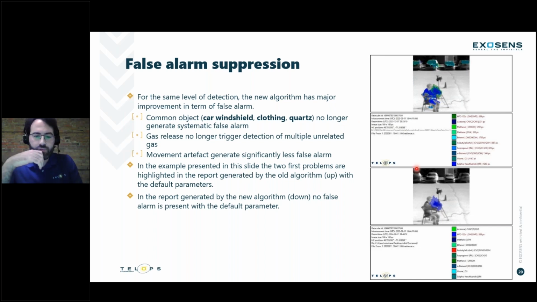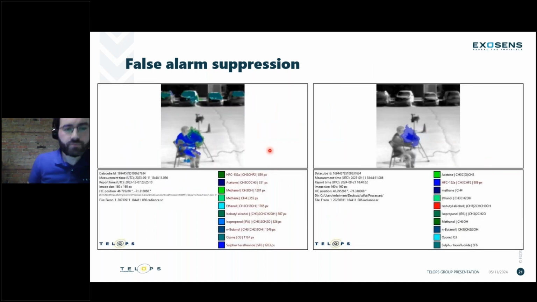Now, in that first example here, we have two of those first issues that I mentioned, so the car windshield and clothing, and we'll take a closer look. So we can see those cars showing a lot of those false alarm gases that we know are not part of the scene, but they can be part of some reflections in the background or just weird reflection absorptions that come from car windshields that we know do not contain those gases. We can see that in that whole list, we have quite a lot of detection in all these, and only Freon was released in this case.